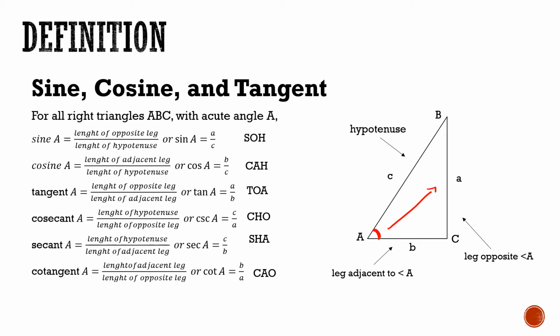Cotangent A is equal to the length of the adjacent leg over the length of the opposite leg, or in symbol, cot A is equal to B over A. Remember that cotangent is the reciprocal of tangent.